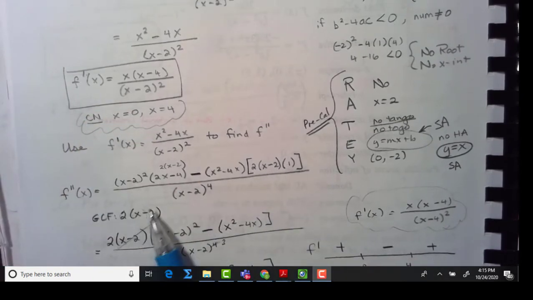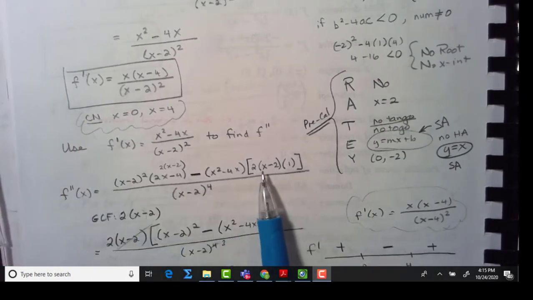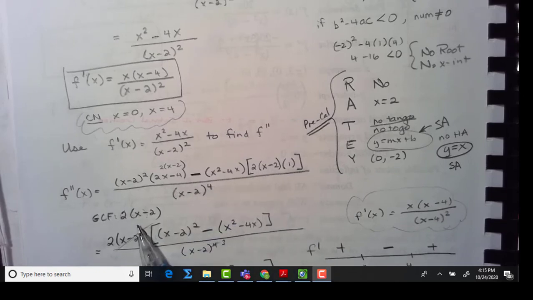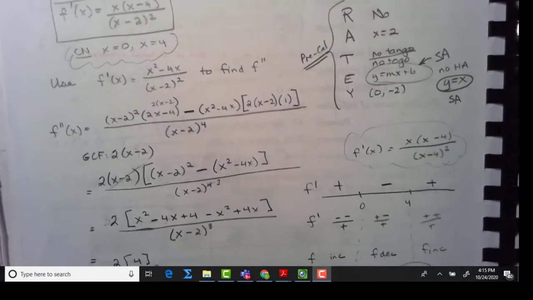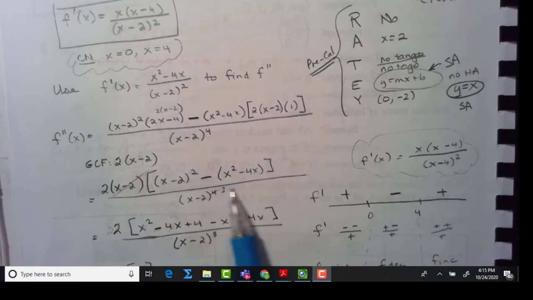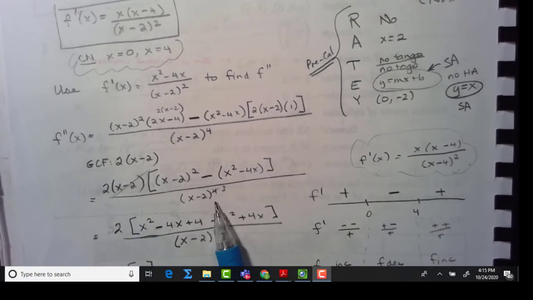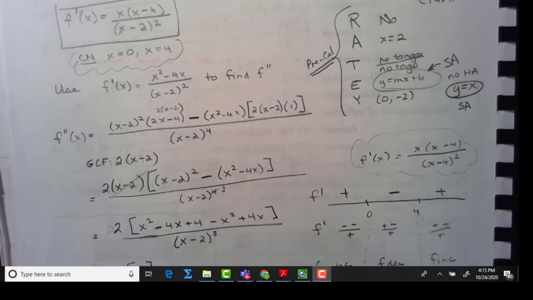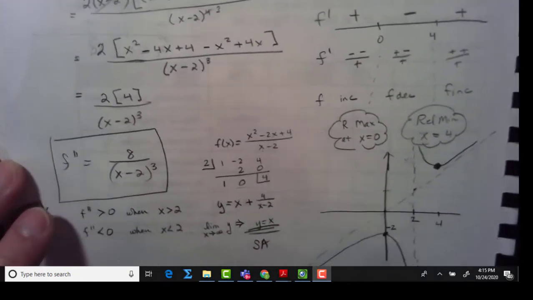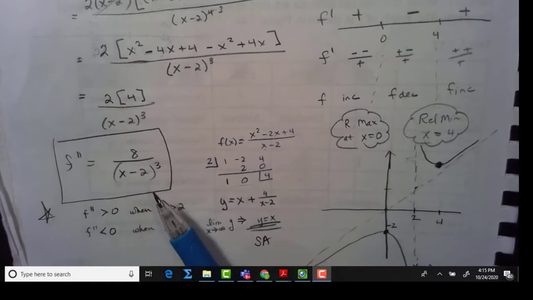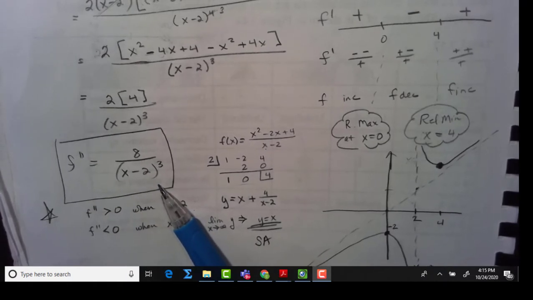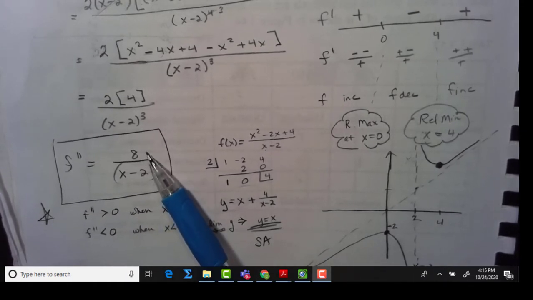You can see that we have a greatest common factor of 2 and x minus 2. So factoring that out will give us this. Simplifies here. This x minus 2 cancels with one of the x minus 2 factors in the denominator, and ultimately we get this for our second derivative. Now you can see why there is no point of inflection, because the numerator will never be 0.